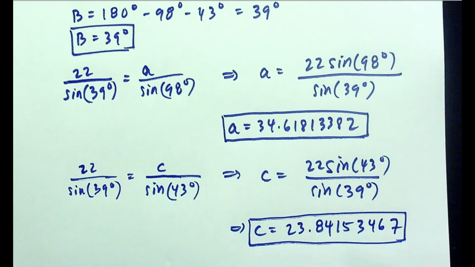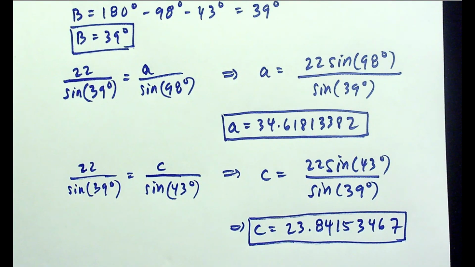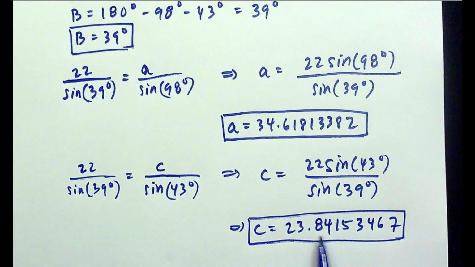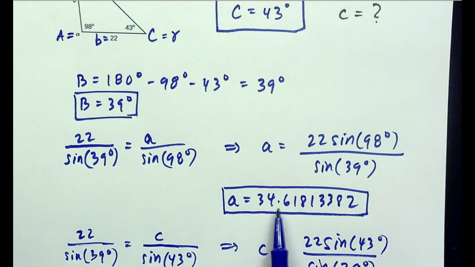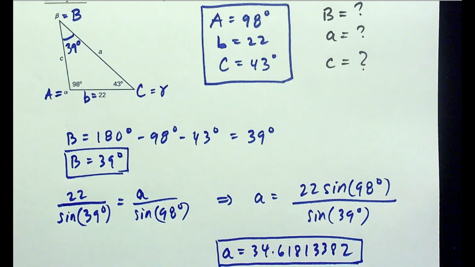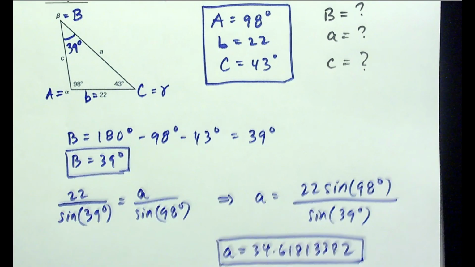Okay, and we're done. Now when we're about to enter this in the online homework system, now is the time where you would round, because now we are actually done with the problem. So if they say round to 2 decimals, then it would be 23.84 here, it would be 34.62 here, and then we didn't really have to round for the angle, capital B. And that's it.